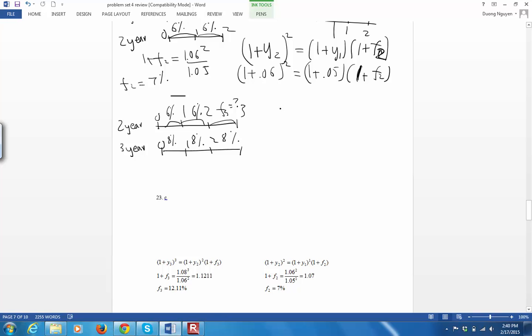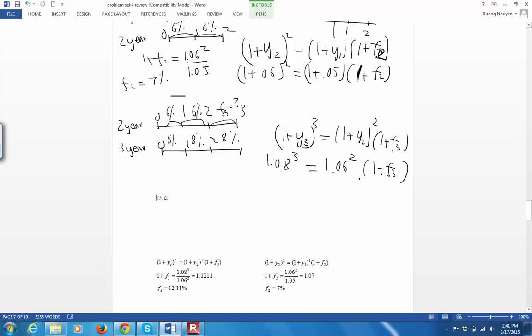So again, using the same formula we had before, 1 plus y3 raised to the power 3 equals 1 plus y2 squared times 1 plus f3. So 1 plus y3, which is 1.08 to the power third, equals 1.06 to the power second times 1 plus f3. So 1 plus f3 equals 1.08 to the power third over 1.06 to the power second. F3 equals this minus 1, which equals 12.11%.